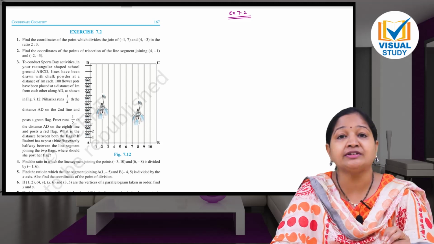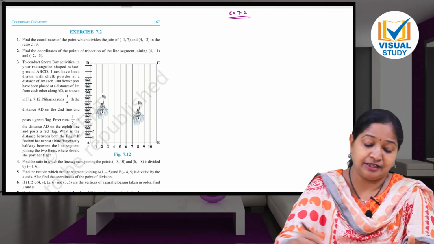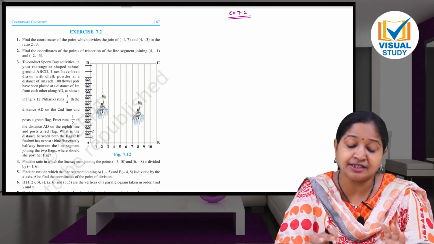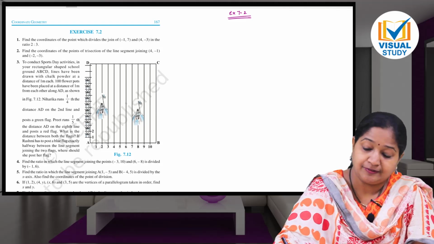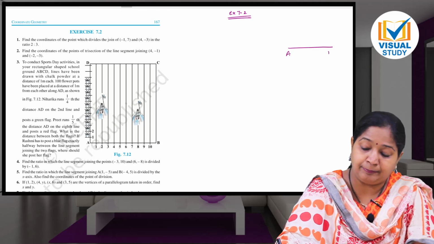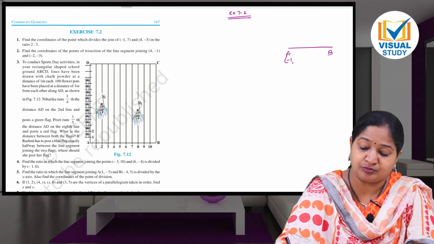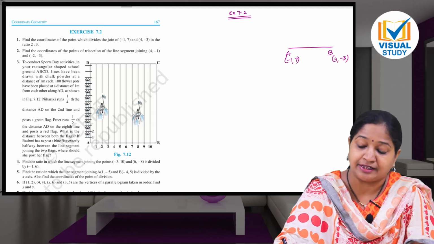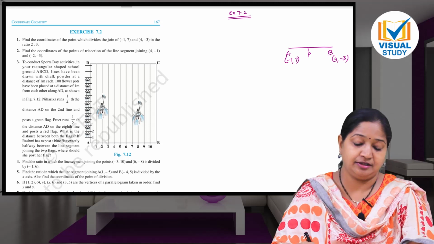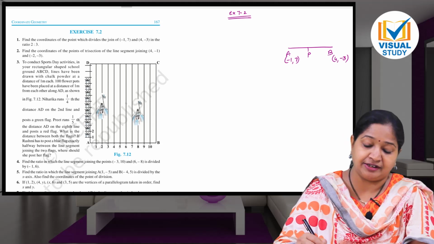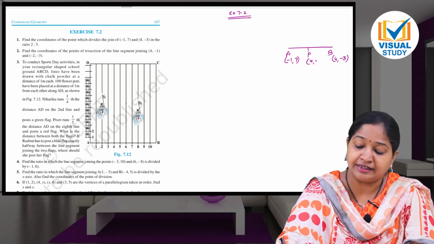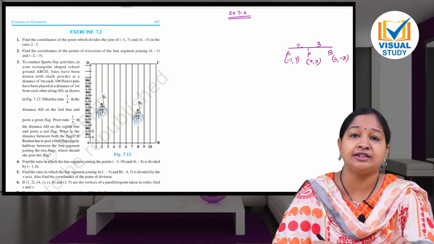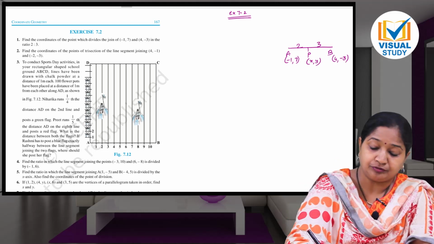That means they have not given the name of the line segment. They have just told to find the coordinates of the point which divides the join. That means AB. Your A point is -1 and 7, and B point is 4 and -3, and the point P is divided. You have to find out this XY in the ratio 2:3. That means your M1 is 2 and M2 is 3.